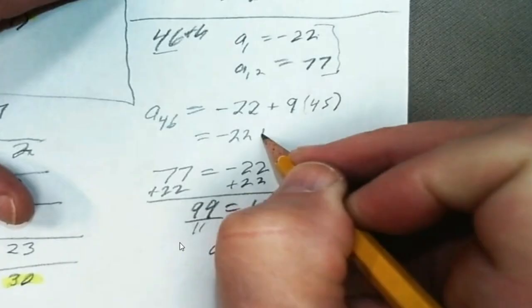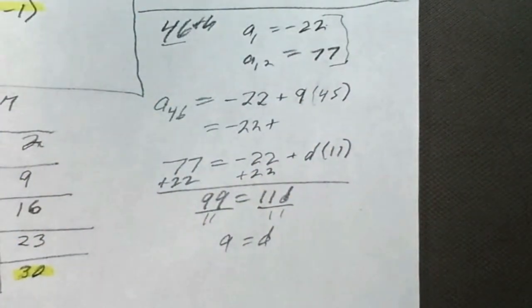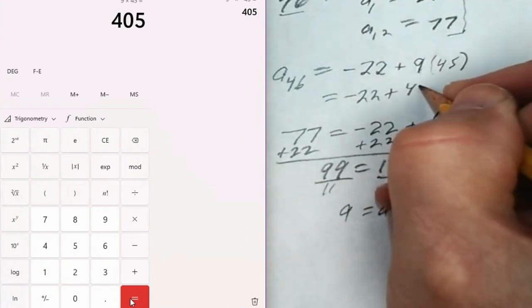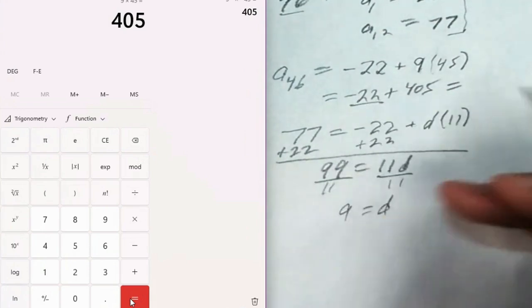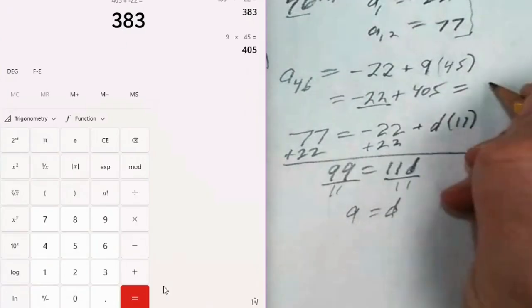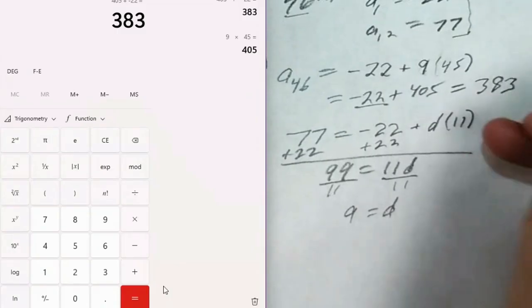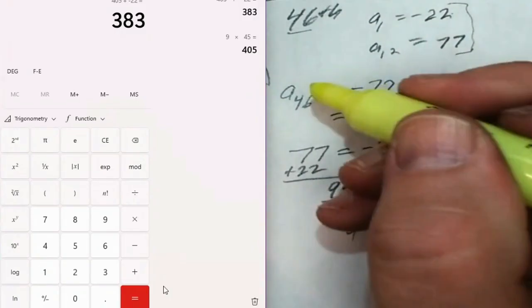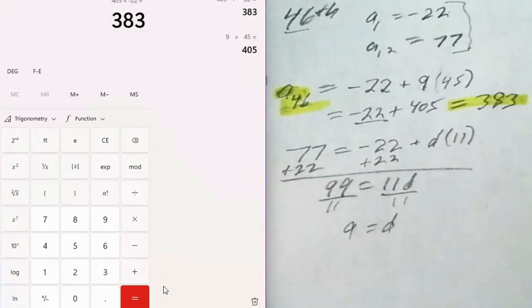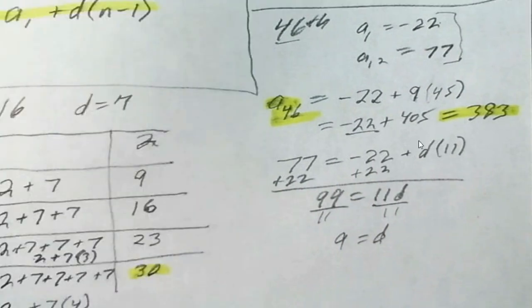Negative 22 plus, let's get our calculator out so we don't make any mistakes. 9 times 45. 9 times 45 is 405. And I need to add that to negative 22. Or I can subtract 22, but I'll go ahead and add a negative 22. So 383 is the 46th term for this problem. 383.